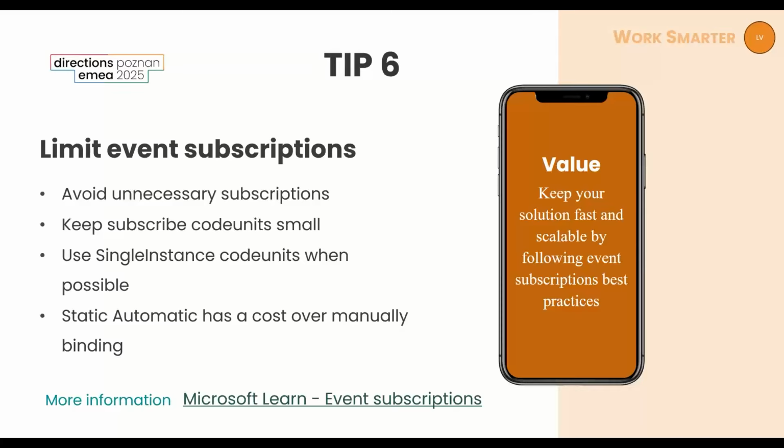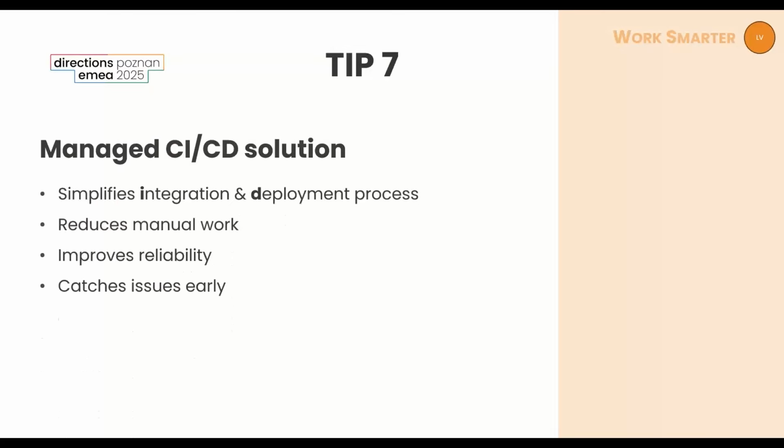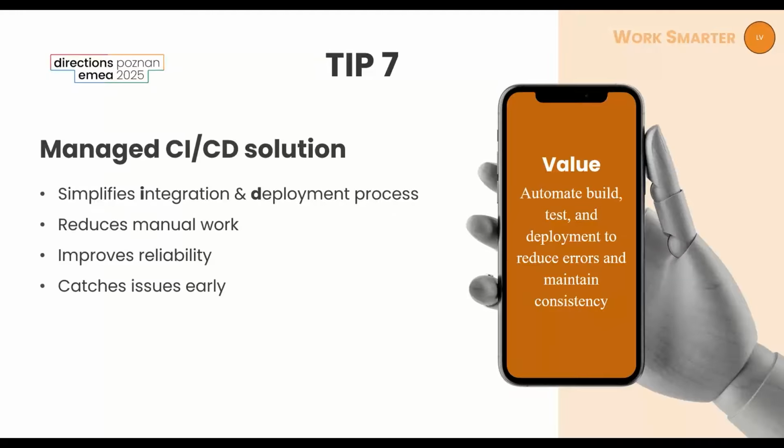Read about this. Okay, the next tip, number 7. Manage your CI/CD solution. I for integration, D for deployment. Make use of what is available in our world already. So AL-Go for GitHub, AL-Ops, and Cosmo Alpaca. If you don't know about this, you can read about it.